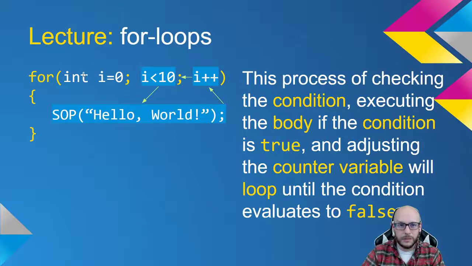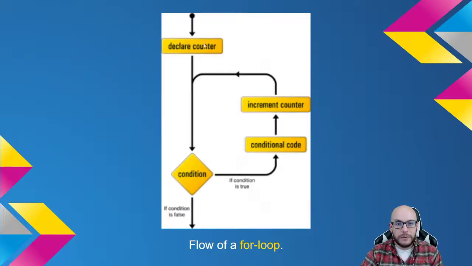This only happens one time, right? We're only declaring and initializing i once, but this process here is the actual looping portion. If you look at it in some type of visual diagram, it looks like this.